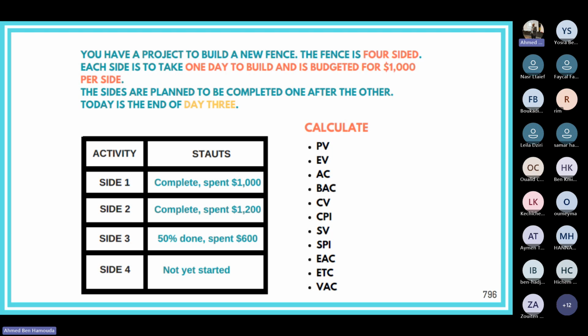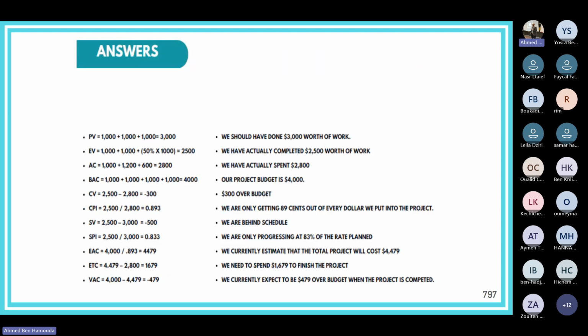Please calculate the planned value, earned value, actual cost, budget at completion, cost variance, cost performance index, schedule variance, schedule performance index, estimate at completion, estimate to complete, variance at completion. All right. Now, actually, the solutions are very, very easy, really. Okay, now, first of all, let's start with the planned value.